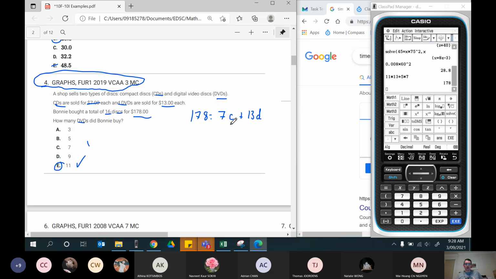The problem here is you've got 2 variables. You've got the number of DVDs and the number of CDs, and you're trying to solve for how many of those equals 178 with integers, which makes it a bit tricky. I'm sure there's another way you can solve it, but I'll have a look. Maybe we'll have a look at the answers.